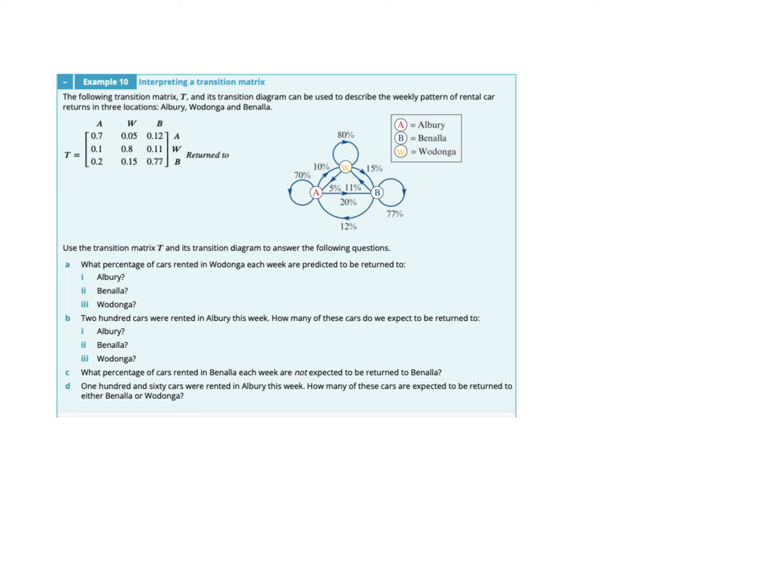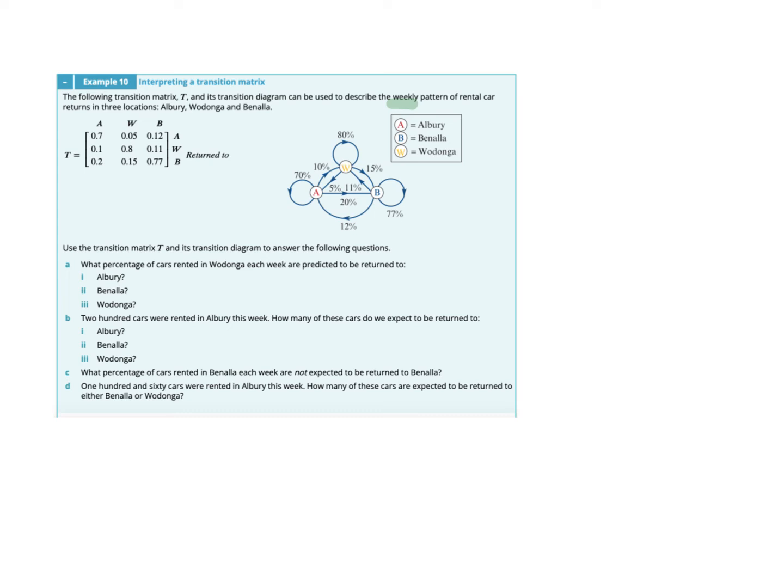Okay, so here we've got the transition matrix, and it's describing the rental cars and how many cars they have at each of the locations. Now this is from week to week. So at the end of the first week, 80% of the cars at Albury returned back to Albury. That's what that means, okay? So we're talking about the percentage of the cars.